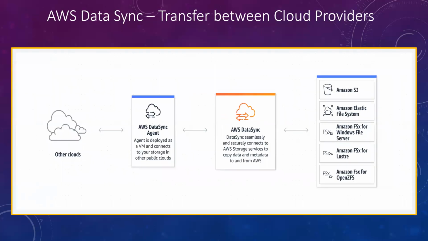Now coming to the next type of transfer, it is between cloud providers. DataSync supports moving data between other public clouds and AWS storage services. In the AWS representation given here, we can transfer data from other cloud providers via the DataSync agent in the other cloud provider, and the data can be moved to any of the storage services of AWS like S3, EFS, FSx for Windows, FSx for Lustre, or OpenZFS.